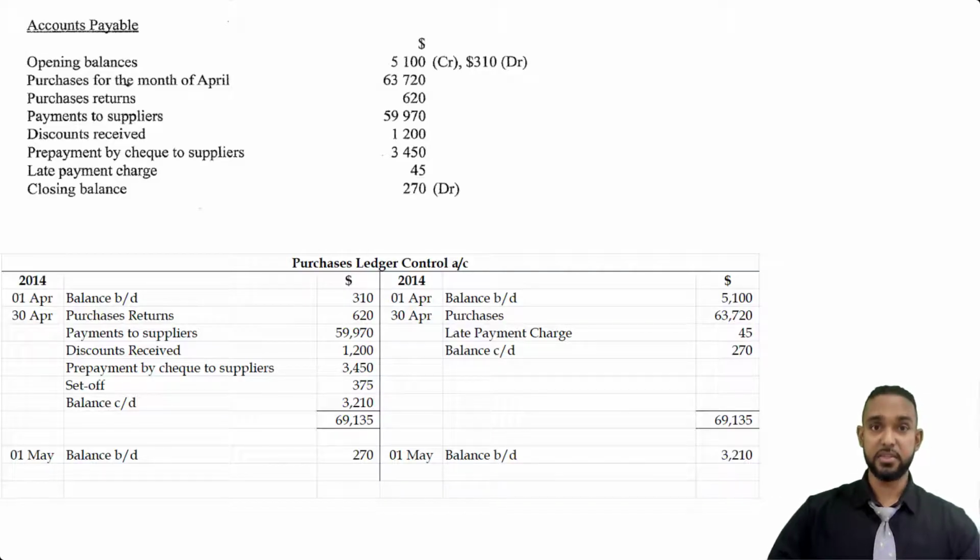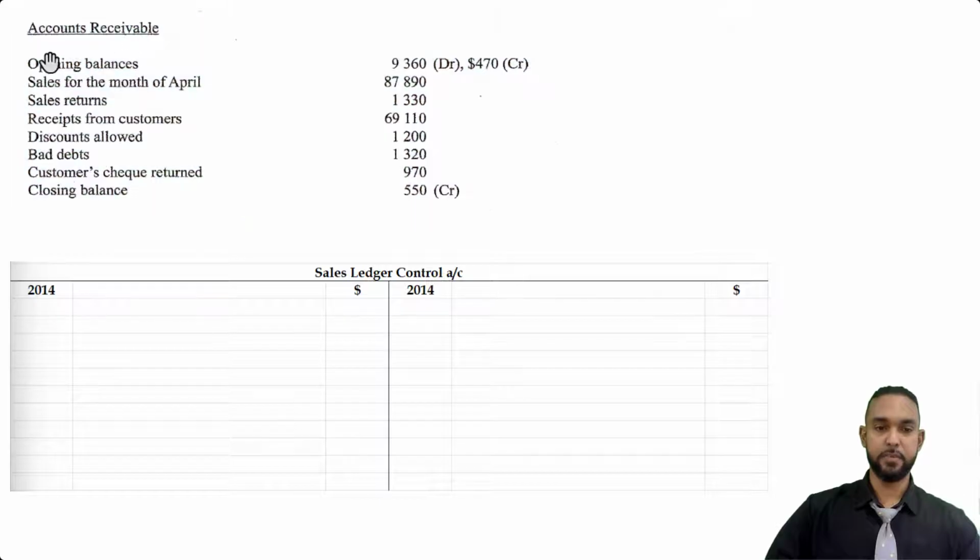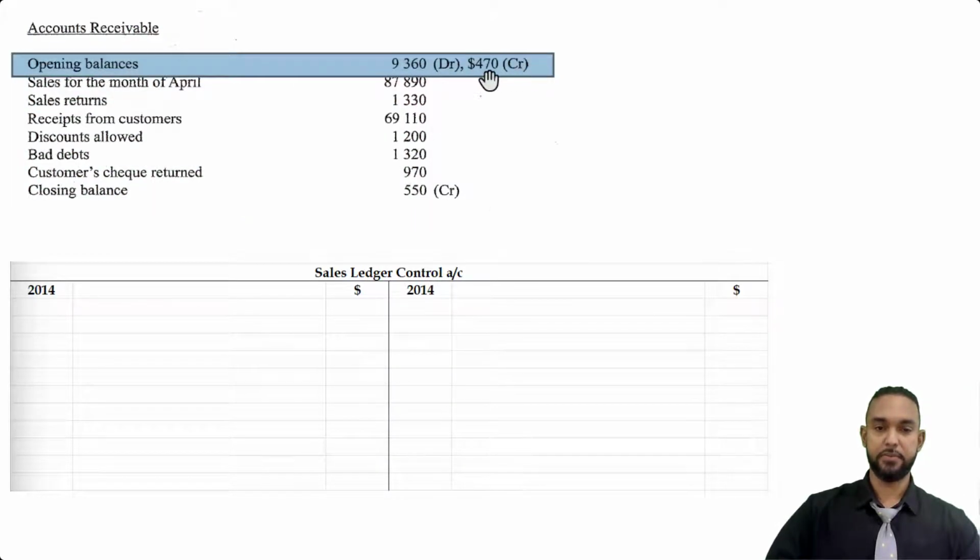Let's take a look at the debtors control account. Alrighty, so we're seeing information regarding account receivable. So let's start. Opening balances, 9360 on the debit, 470 on the credit side. So let's populate that here. So on the debit side, 9360, credit side 470.